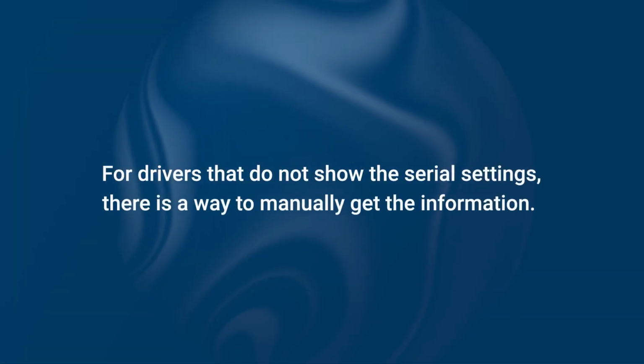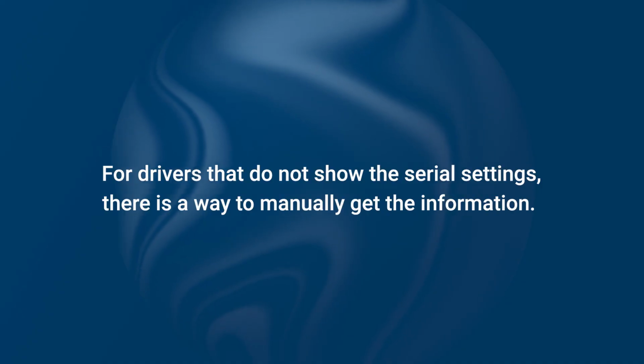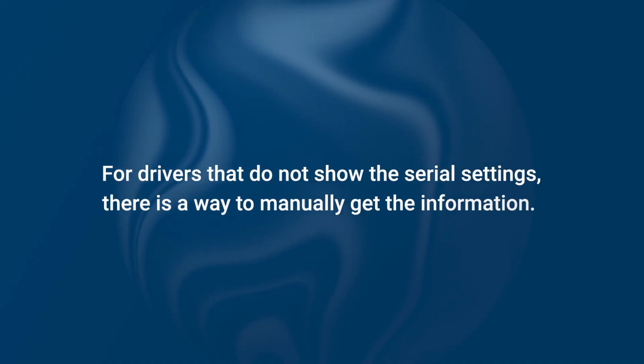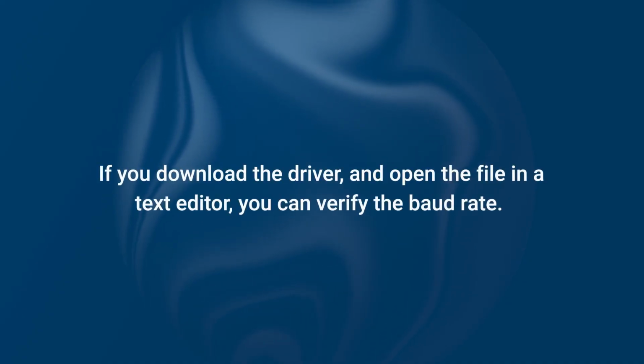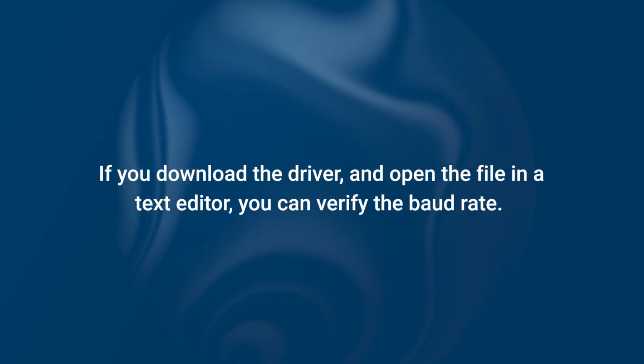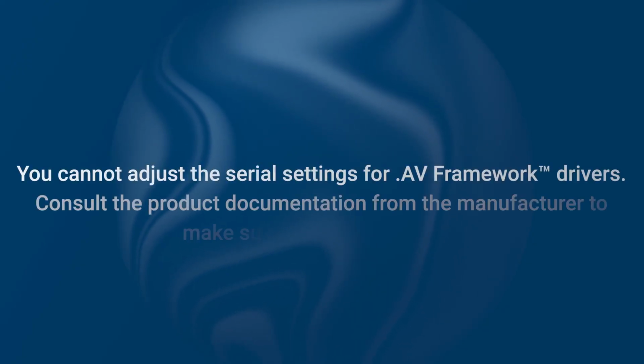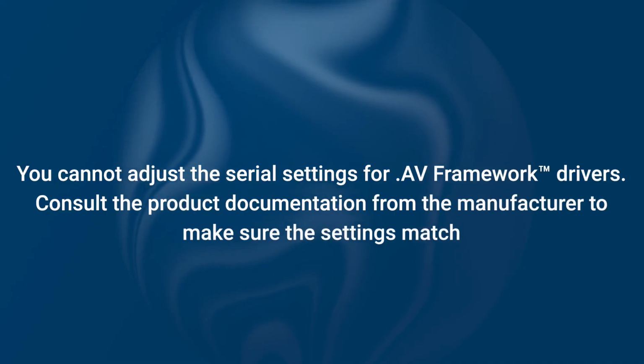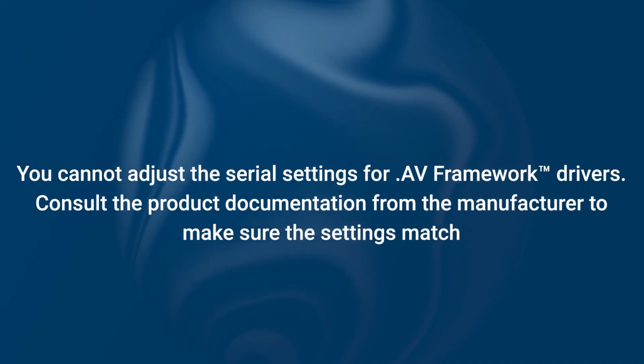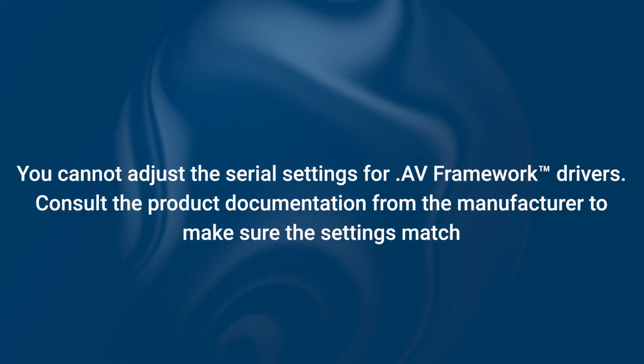For drivers that do not show the serial settings, there is a way to manually get the information. If you download the driver and open the file in a text editor, you can verify the baud rate. You cannot adjust the serial settings for AV framework drivers. Consult the product documentation from the manufacturer to make sure that the settings match.